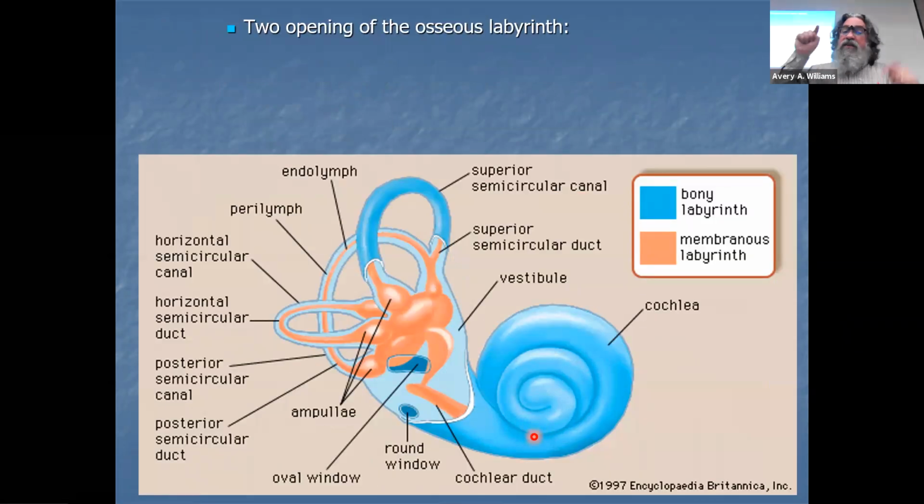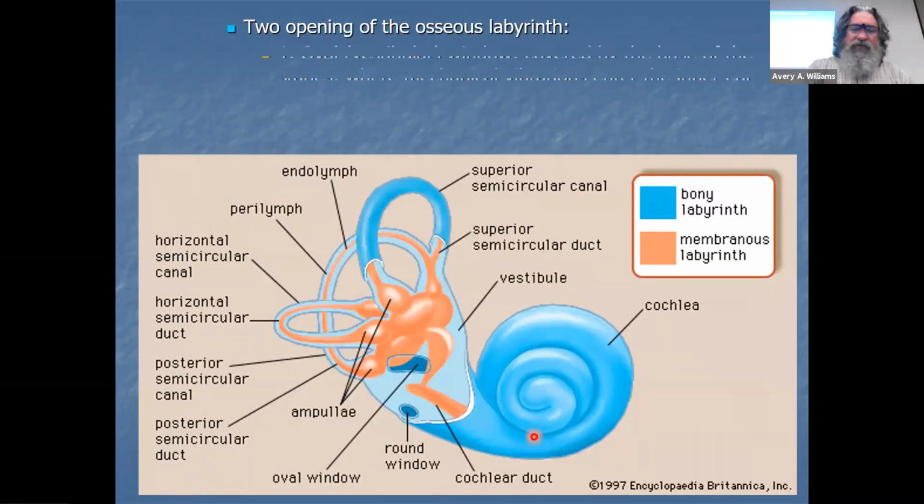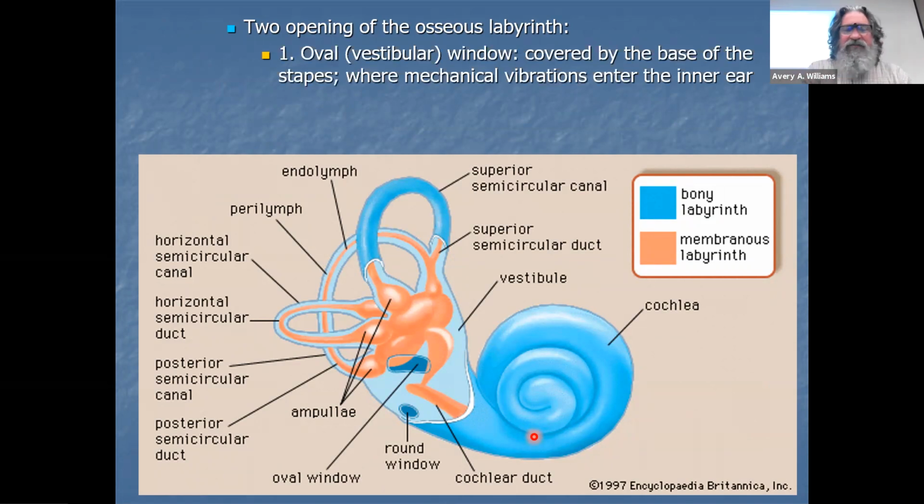Now, you have openings into that. Of course, the openings are associated with the vestibule. You have an oval window, oval because it's oval shaped. It's also called the vestibular window. This is where the vibrations enter the inner ear, because the oval window is covered by the stapes. This is where the stapes attaches. And if you look at the base of the stapes, it's shaped just like that, okay? And so it's vibrating, and it's vibrating right here.